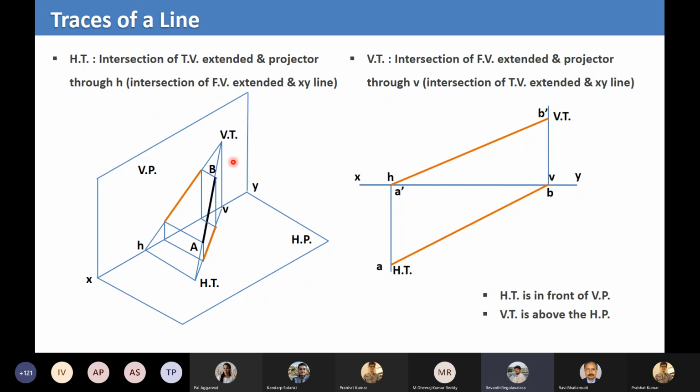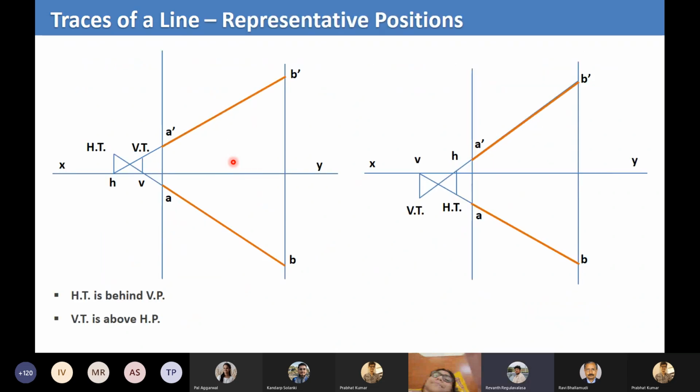So if the line is not completely in the first quadrant, then there is a chance you get traces on the line itself. Do you get me? Yeah, got it. So, okay, we'll go to the next slide.